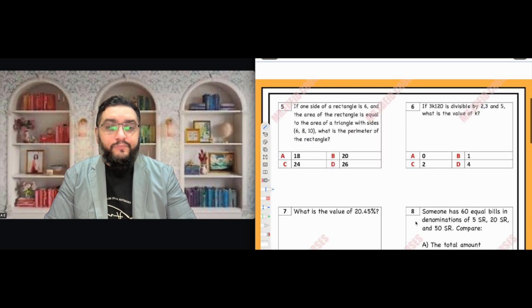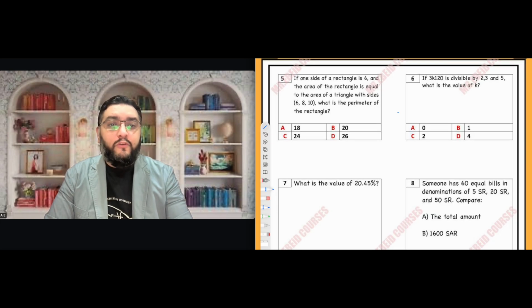Question 5. If one side of a rectangle is 6, and the area of the rectangle is equal to the area of a triangle with sides 6, 8, and 10, what is the perimeter of the rectangle?